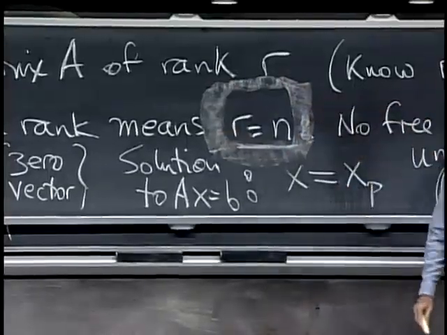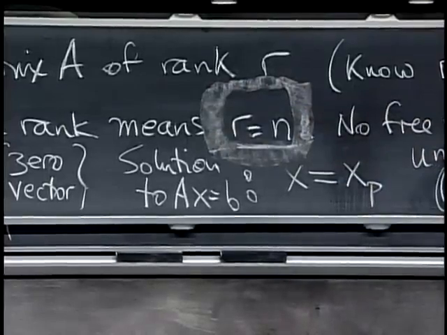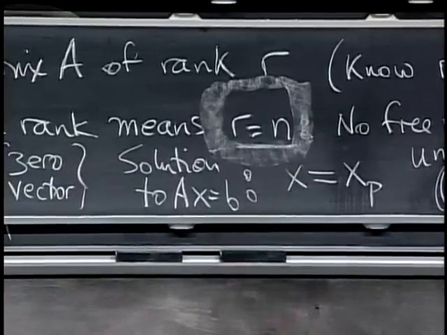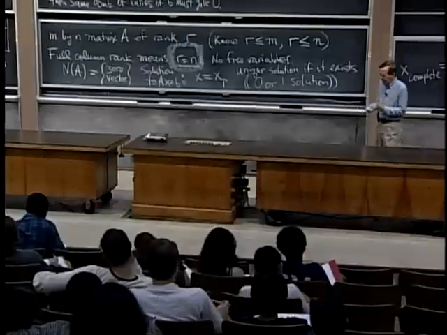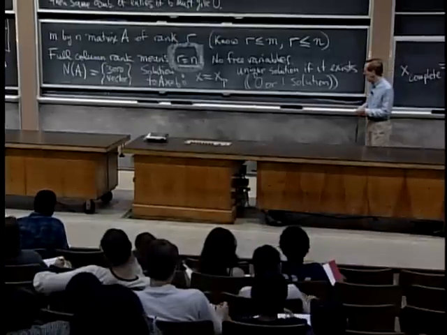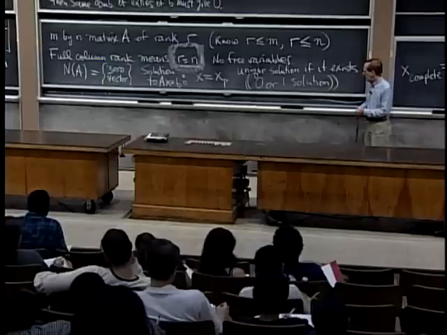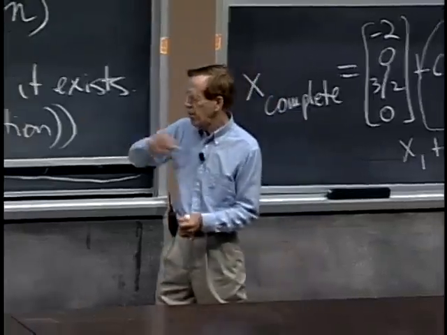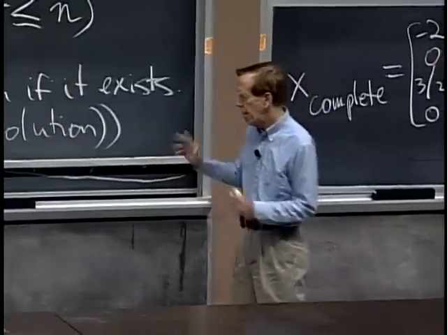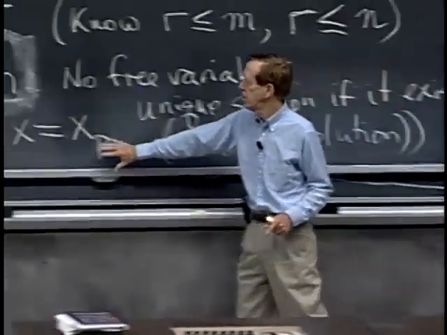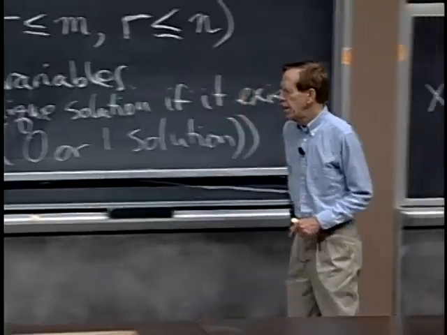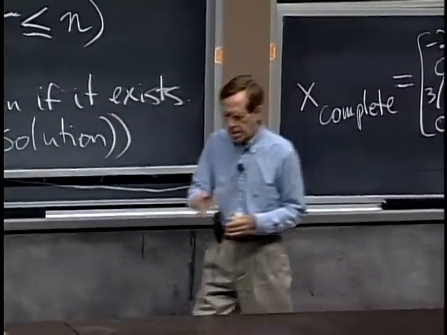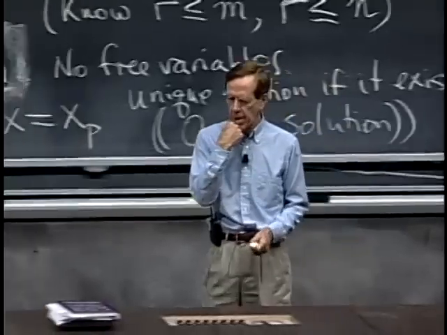Because in many applications in reality, the columns will be what I'll later call independent. And we'll have nothing to look for in the null space, and we'll only have particular solutions. Okay. Everybody see that possibility? But I need an example, right?